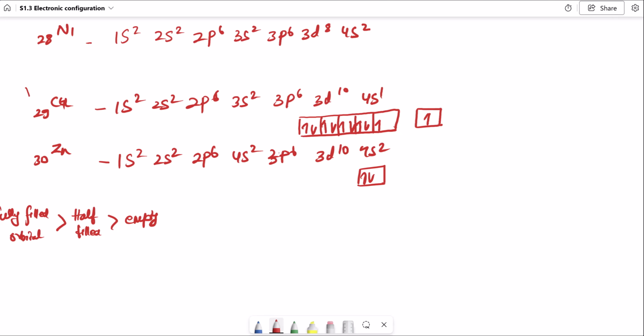So most important are atomic numbers 24 and 29. IB asks questions from here.